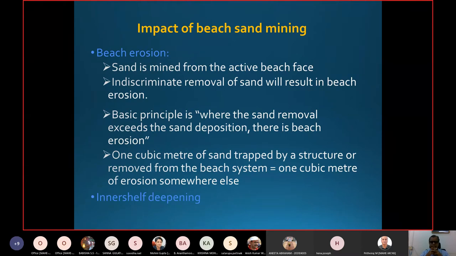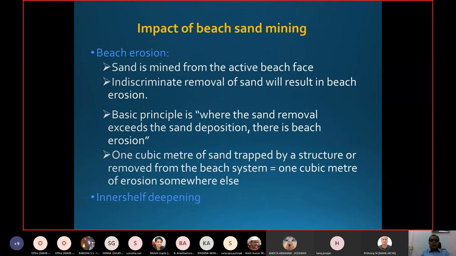One estimation we made: 1 cubic meter of sand trapped by a structure. When I say structure, I think probably you all go to the beach sometimes. After the COVID situation, slowly the government has allowed people to go to the beach. I think you will be visiting Malpe or Marawanthe beach, beautiful beaches. There you may see some structures. In Mangalore, they have built a port area with a breakwater. Any coastal structure like a breakwater stops the sediment movement.